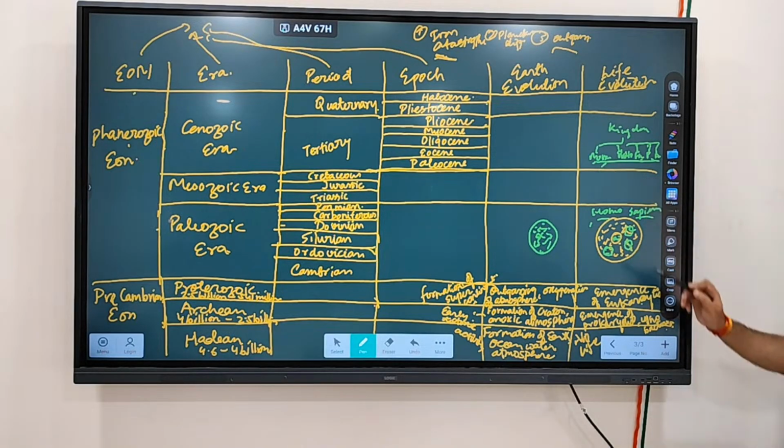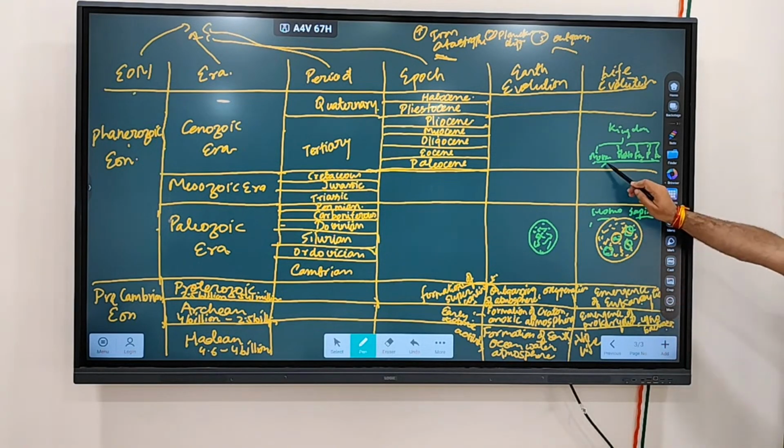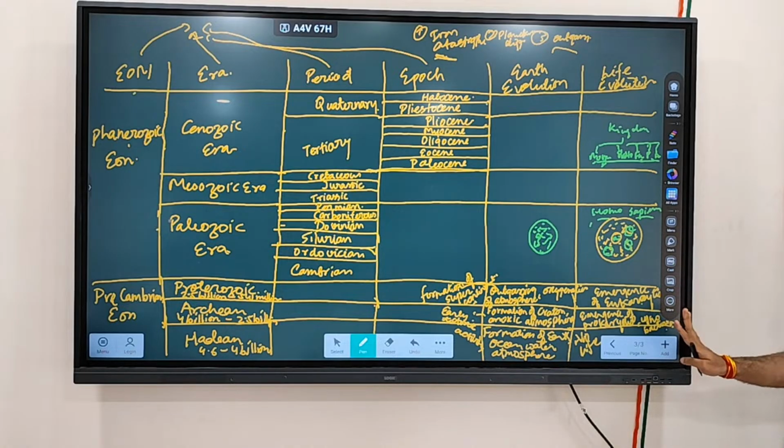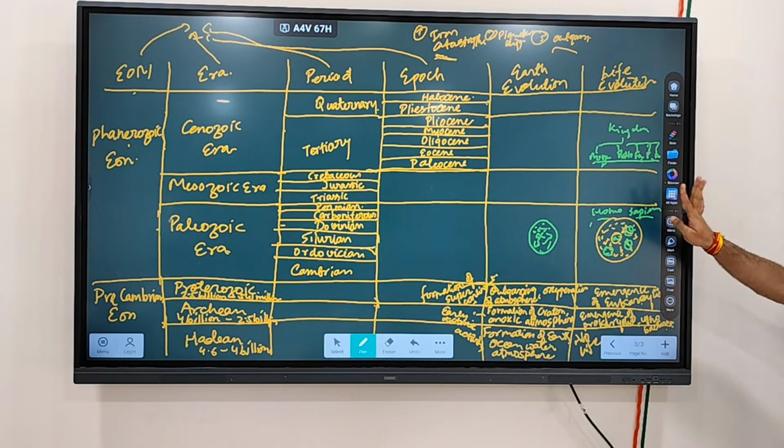Clear? So all your prokaryotes come under which type? Monera type. They come under Monera. Okay, so this is basic science, just keep it in mind. For now, for geography, because this is basic science, you will study it in science also.